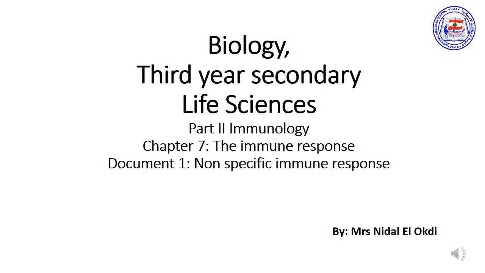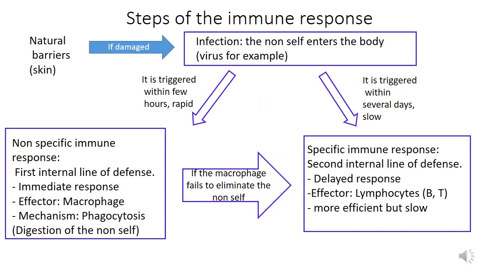Life Science. Today we're going to start a new chapter of Part 2 Immunology, Chapter 7, the Immune Response, Document 1, Nonspecific Immune Response. The scheme you see in this slide is the same we have explained previously in the previous video. I'm going to start with this scheme since it summarizes the main steps of the immune response we're going to see in this chapter. So please pay attention.